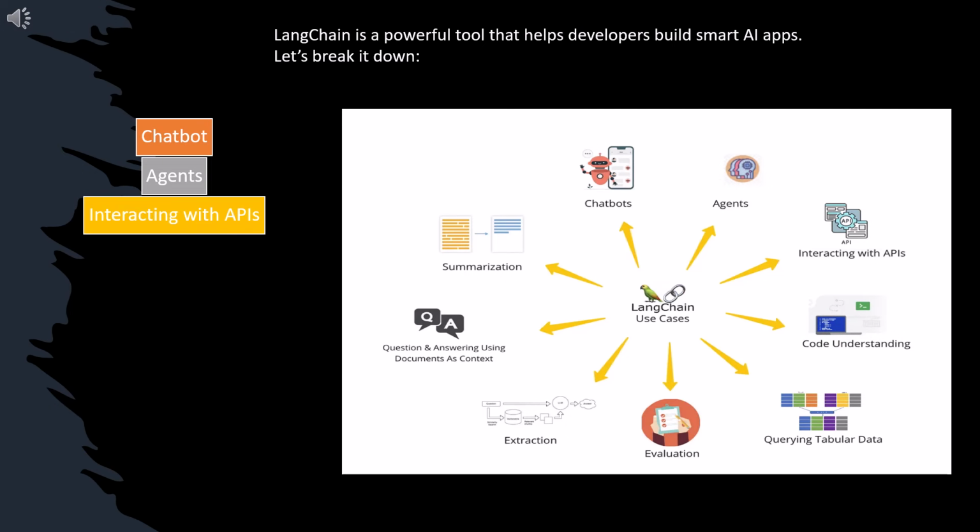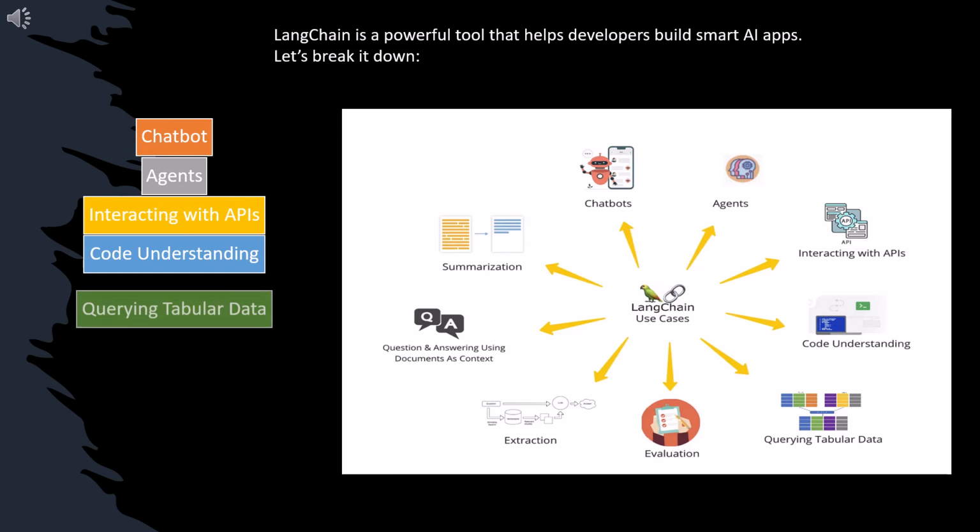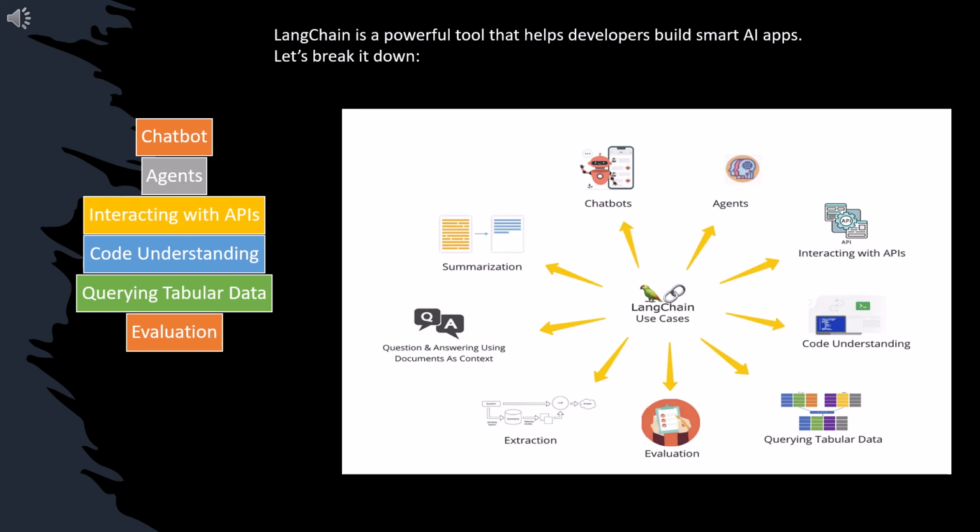Interacting with APIs: LangChain can connect with other services and fetch real-time info using APIs. Code understanding: it can help explain or work with code, like debugging or code review. Querying tabular data: LangChain can understand and answer questions from data tables, like Excel sheets. Evaluation: you can test how well your AI app is performing.